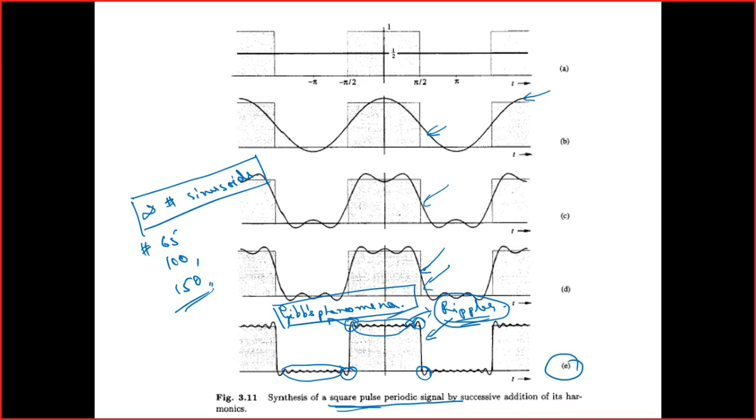However, from here we get an estimate that any square pulse periodic signal can be recreated using a series of sinusoidal signals that have different phases and different amplitudes. Okay.